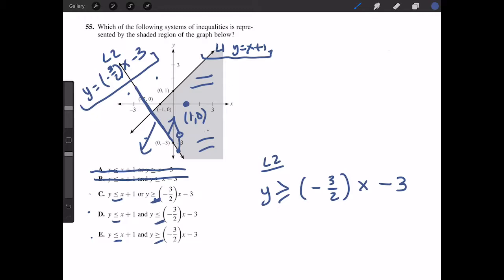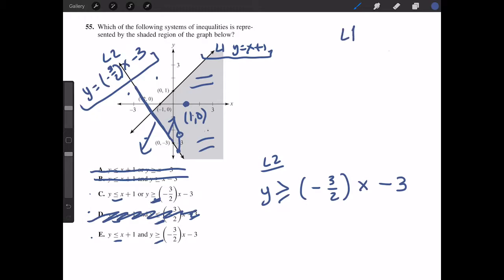Now, we've already said that greater or equal to corresponds, so right away we know that for line 2, the system of inequalities should contain this as part of its expression: y is greater than or equal to (-3/2)x - 3. That automatically means that D is incorrect. So we can eliminate that from our options.